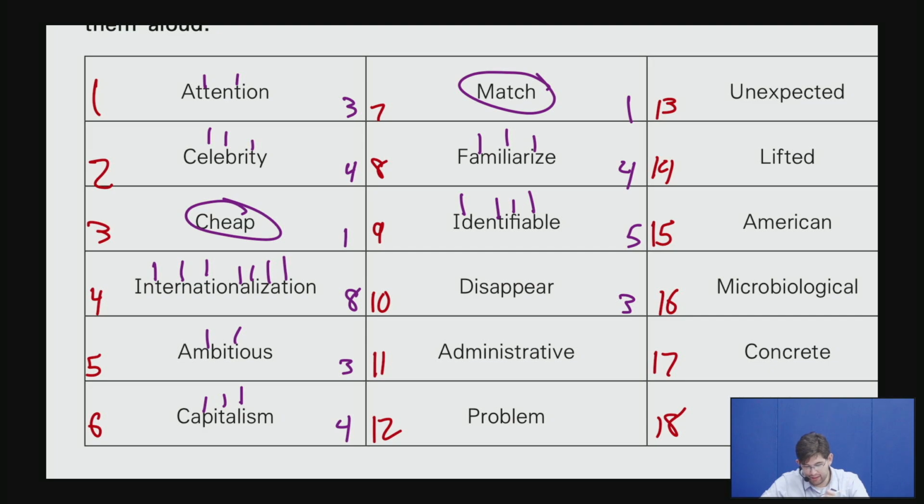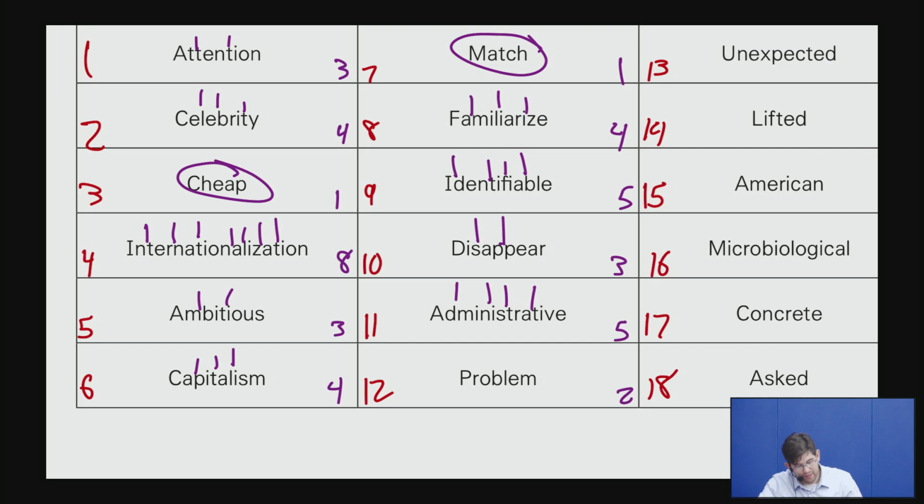Disappear is 3 syllables. It breaks at dis, which is a prefix, and the double P, which is our double consonant. Disappear. Number 11, administrative. This is 5 syllables. Administrative breaks at the, again, the vowel, consonant, consonant, vowel setup. Admin is a prefix. Illustrative, another setup right there. And our suffix. Problem. Problem is, I would say, one of the simpler words on here, and it breaks in the middle at our vowel, consonant, consonant, vowel setup once again.